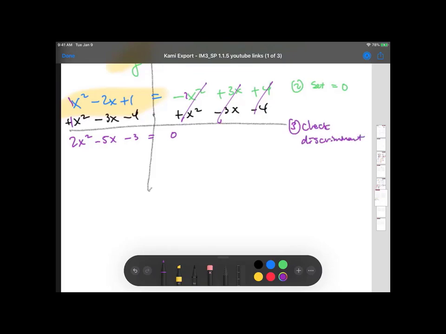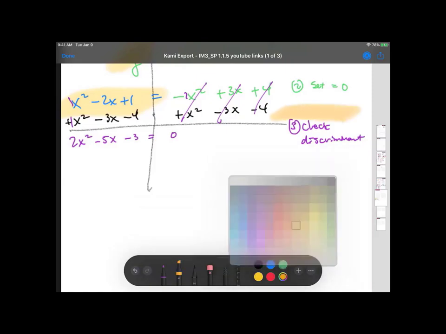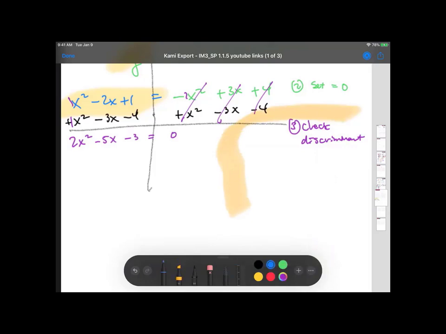step number 3, we're going to check the discriminant. Let's go ahead and check the discriminant. The discriminant is b squared minus 4ac. Where do I get this a, b, and c from? Right there. A, b, c. B is negative 5, a value is 2, and the c value is negative 3.